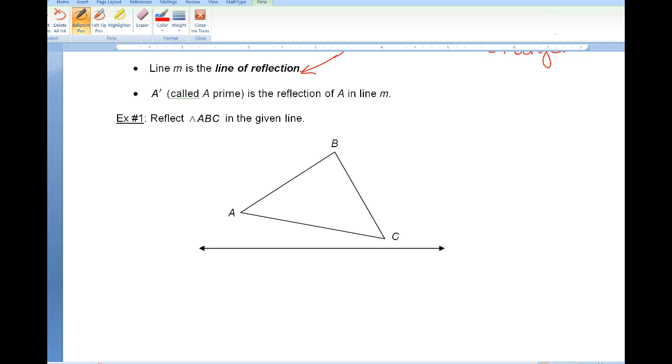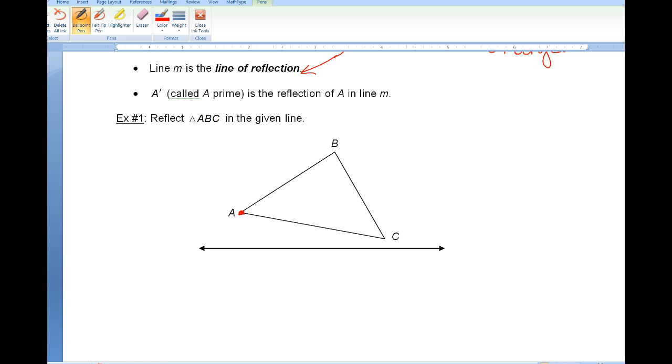So we're going to reflect triangle ABC across the line. What I would like you to do when you have these geometric shapes is don't try to tackle the whole problem at once. Just take the vertices, each vertex. Let's start with A. You don't have to necessarily measure. I think it's okay if you can kind of eyeball it. If you want to actually measure the distance, that's fine.